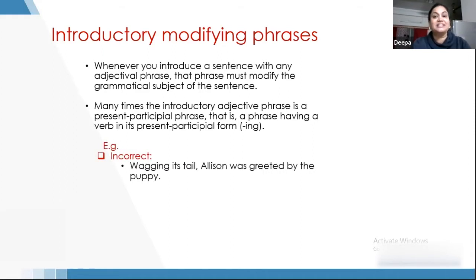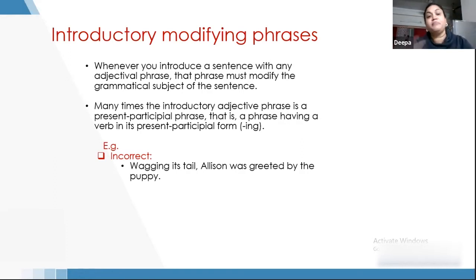Wagging its tail, Alison was greeted by the puppy. Now we need to understand who is wagging its tail. Definitely we understand that Alison would not be wagging its tail, but we have two nouns, one a subject and the other an object, and we need to think about it. Alison could be the name of a dog, but at the end of it, Alison was greeted. So definitely Alison is not the dog, but a human being, right?